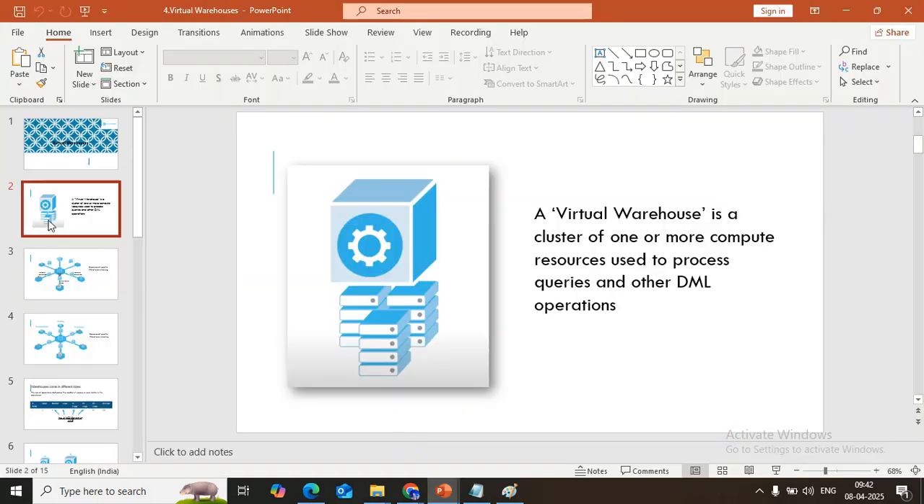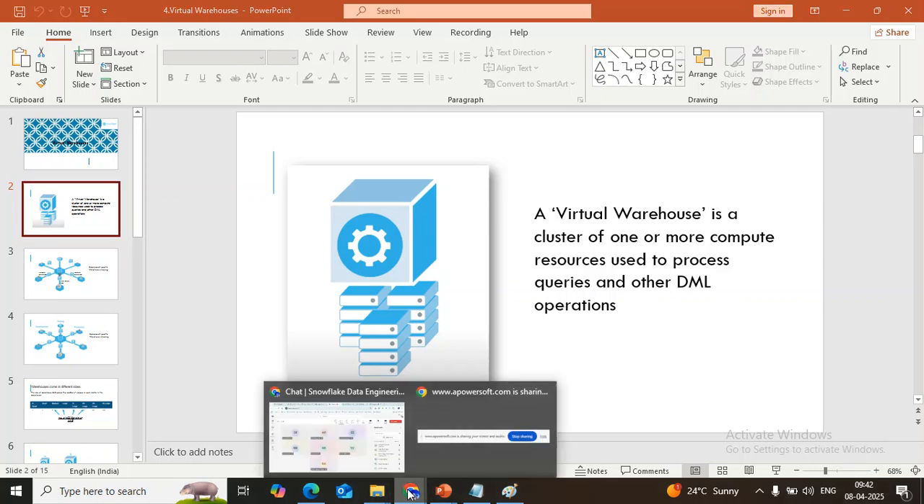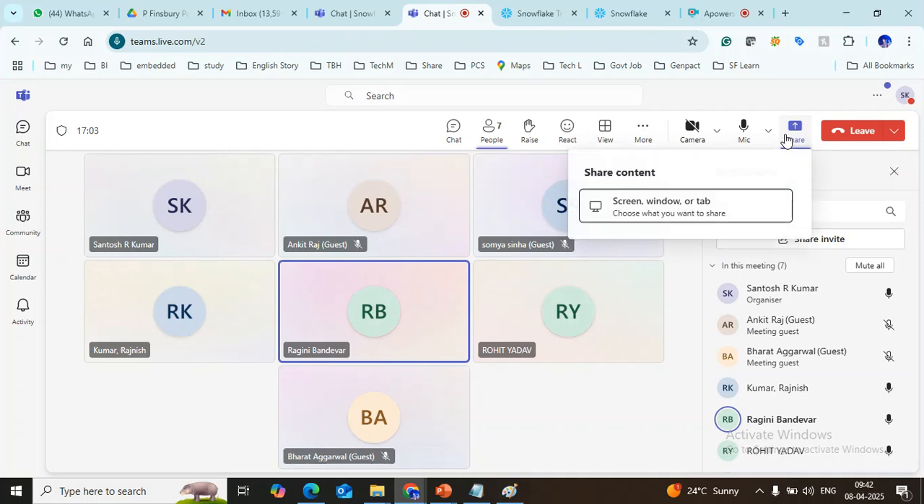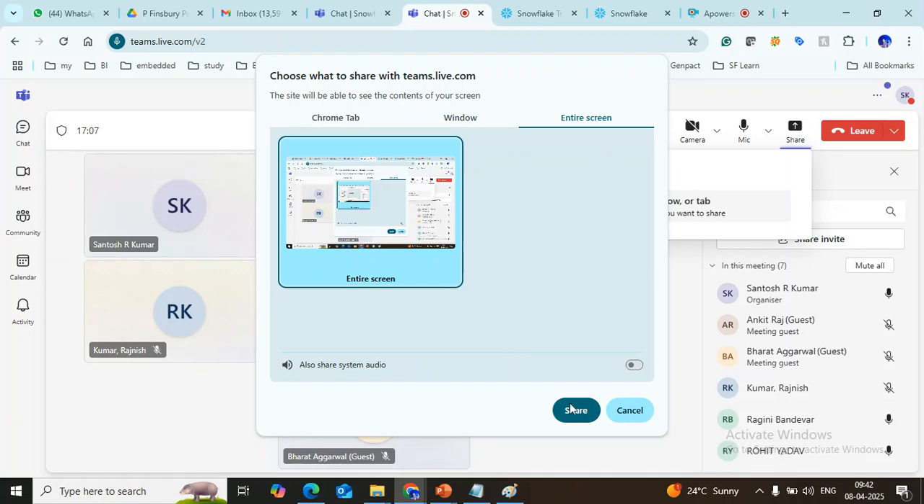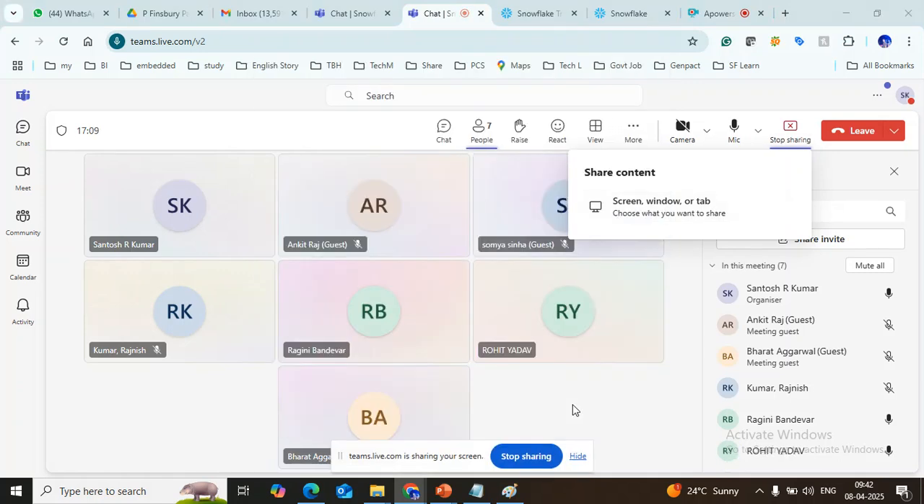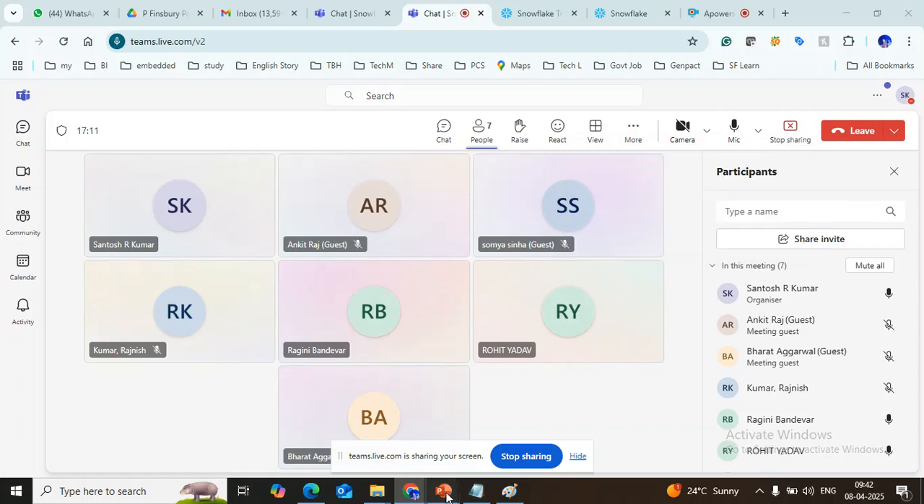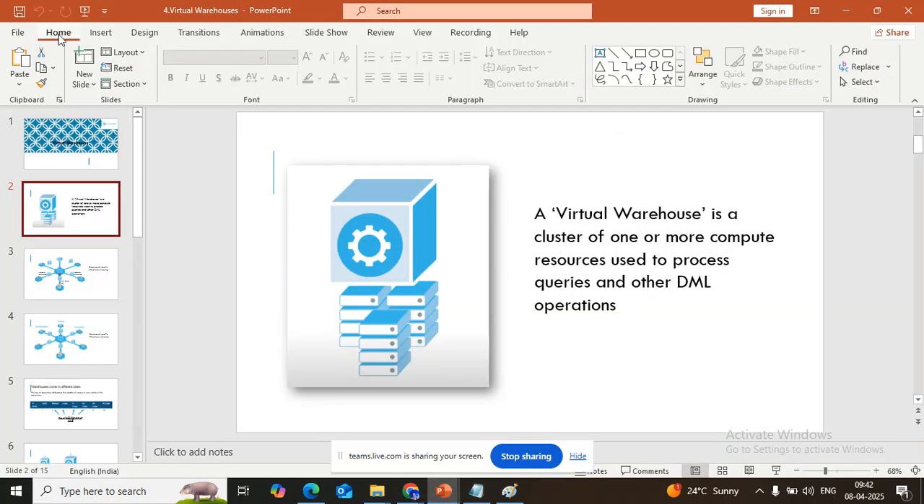So my screen is visible, right? No, it is not visible to me. Okay, it's not visible. Okay, wait. Okay, I hope right now it's visible. Yeah, now it's visible. Okay.